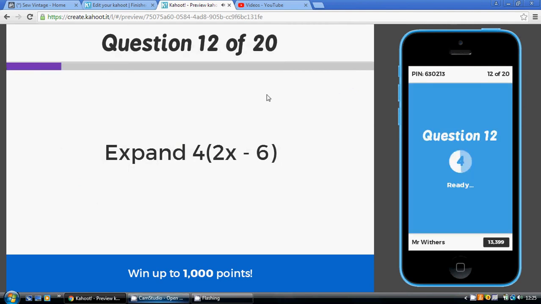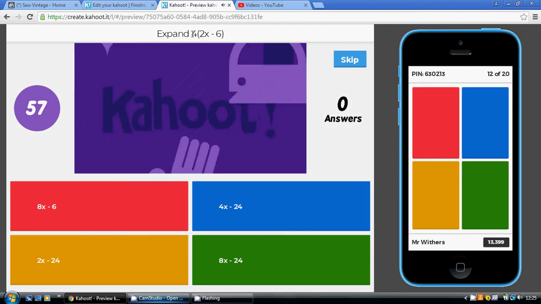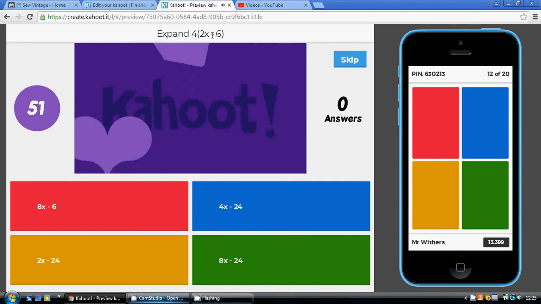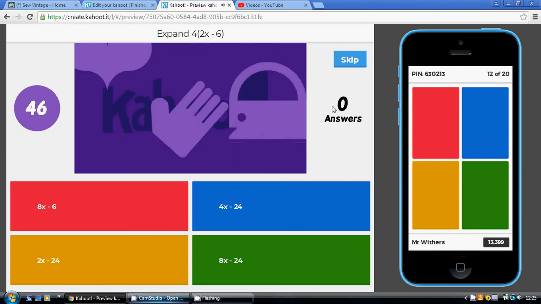Again, the claw to expand to get rid of the brackets. So 4 times 2x, that's 4 times 2 times x, which is 8x. Then 4 times minus 6 is minus 24. So we want 8x minus 24, the green answer.